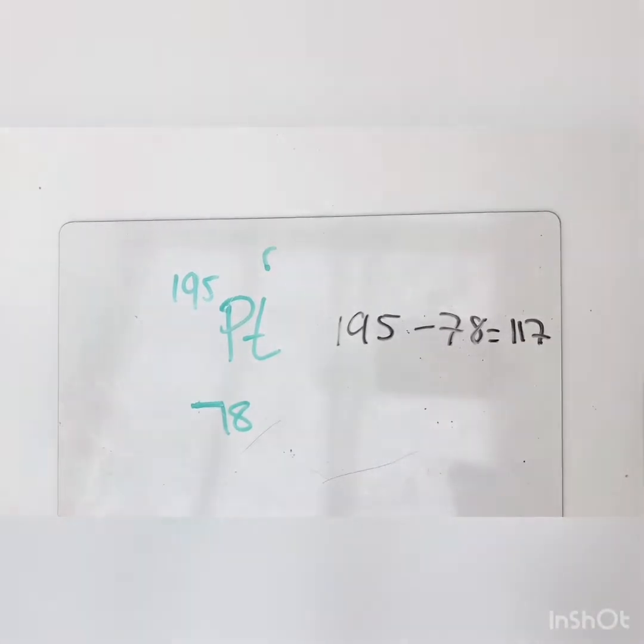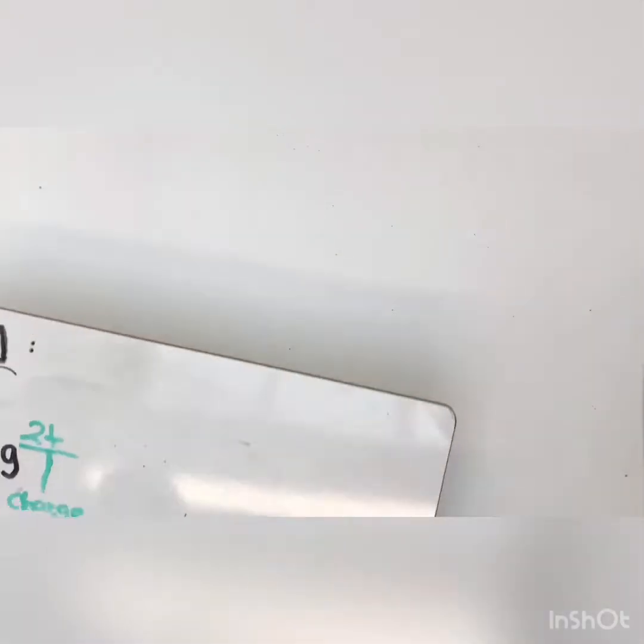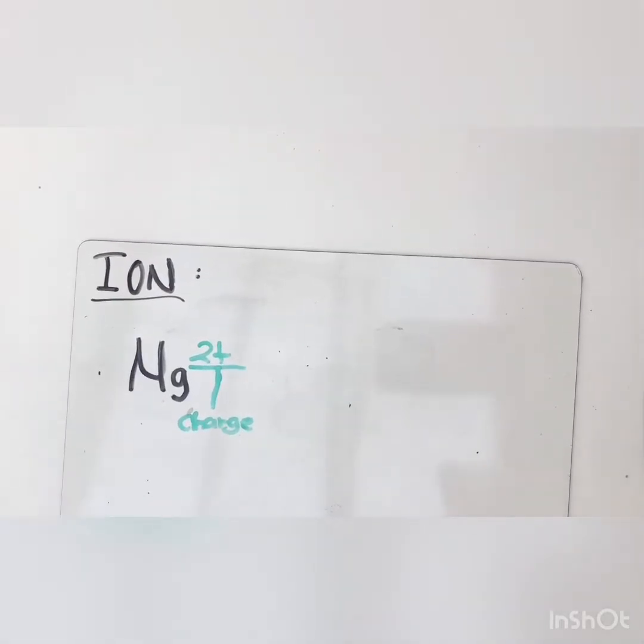Next, let's take a look at how to determine the number of electrons in an ion. An ion is a charged particle, which is formed by an imbalance of protons and electrons. So if there are more electrons, the ion's charge will be negative, whereas if there are more protons, the charge will be positive. An ion is indicated by a plus or a minus next to the element.